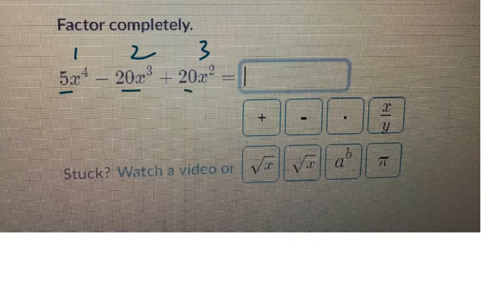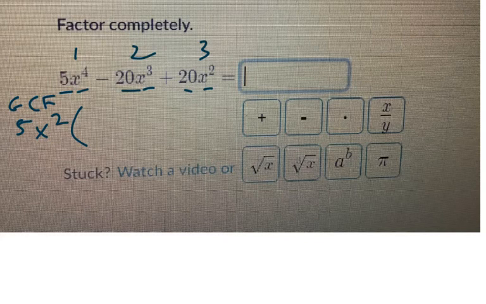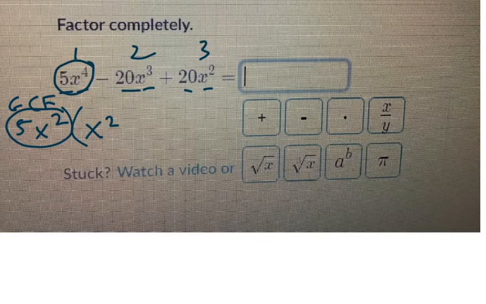So 5, 20, and 20, isn't that a 5? x^4, x^3, x^2, they all have an x^2 in them, right? So this is my greatest common factor, 5x squared. Let's finish it up. x squared times 5x squared is 5x^4. There's a minus. Let's put the minus down.